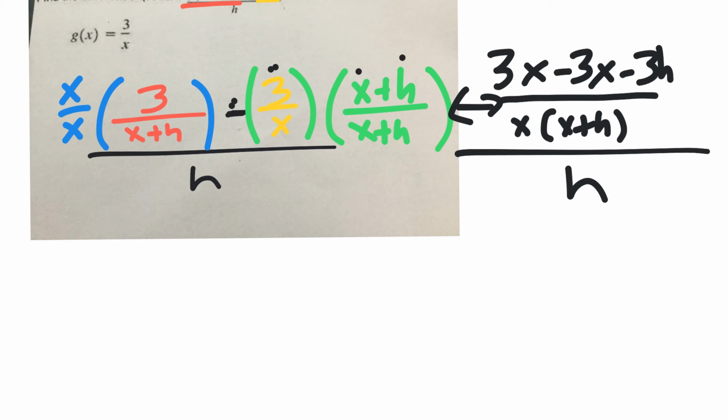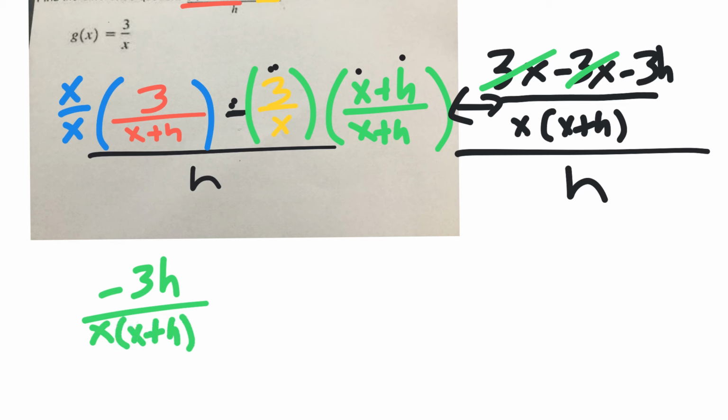Okay, so looking in the numerator of the numerator, I've got 3x minus 3x minus 3h. Well, 3x minus 3x cancels. That leaves me with a negative 3h over x times x plus h. And then this is all over that h from my original formula.